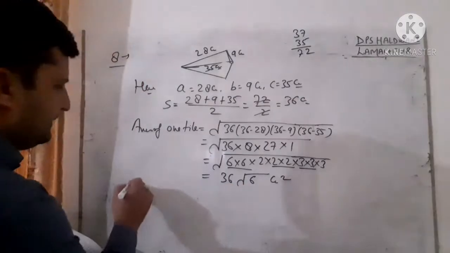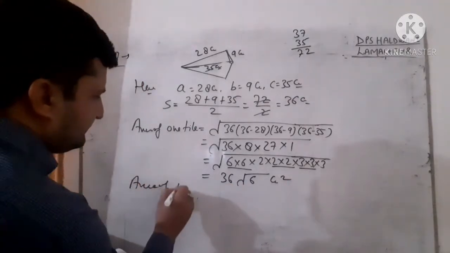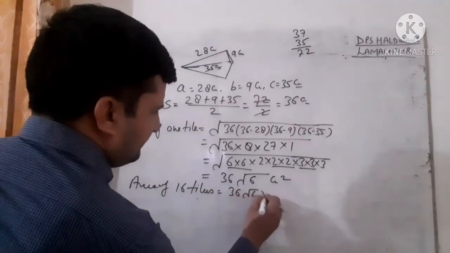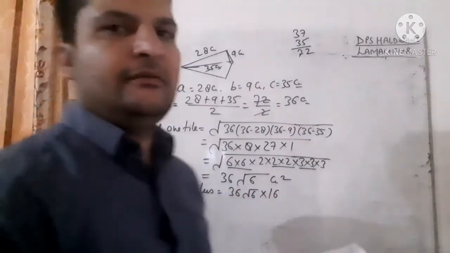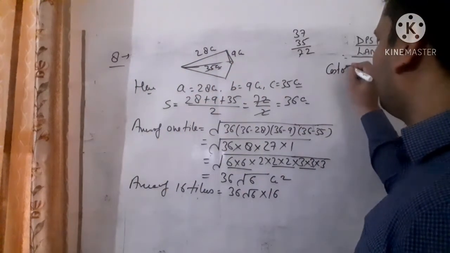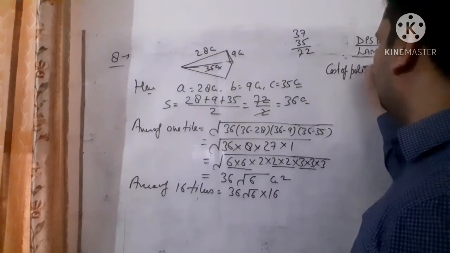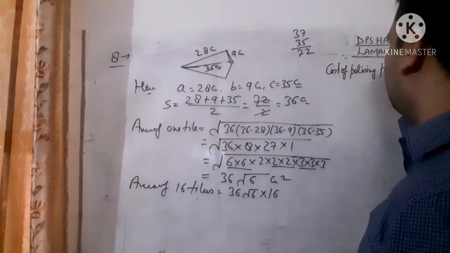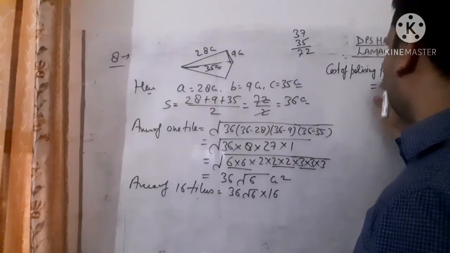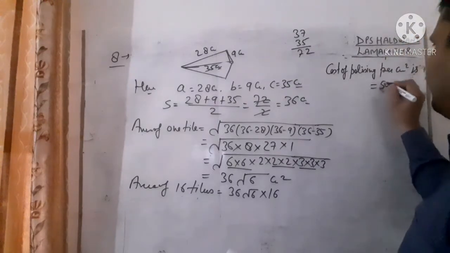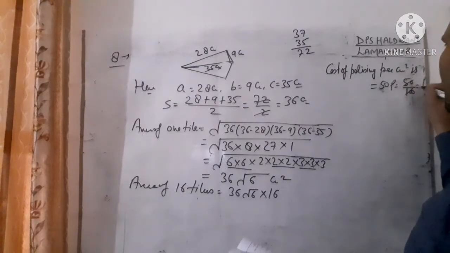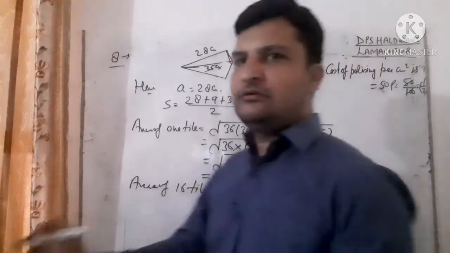So students, we can find the area of 16 tiles, total tiles are 60, is equal to 36 root 6 multiplied by 16. And we have to find the cost of polishing also. It is given that the cost of polishing per centimeter square is 50 paise, we can convert it into rupees, 50 by 100, that is coming 1 upon 2 rupees. We can write it 1 upon 2 rupees, students.